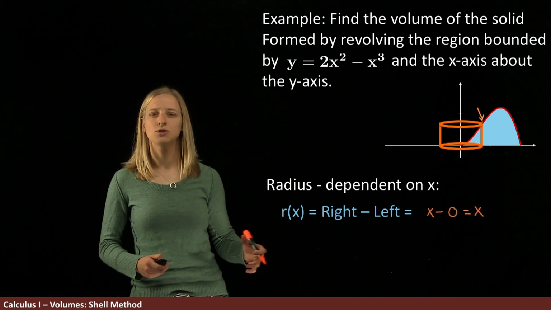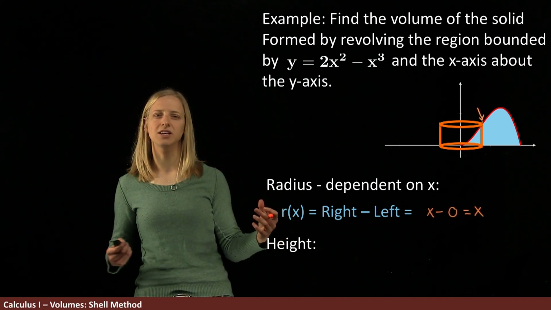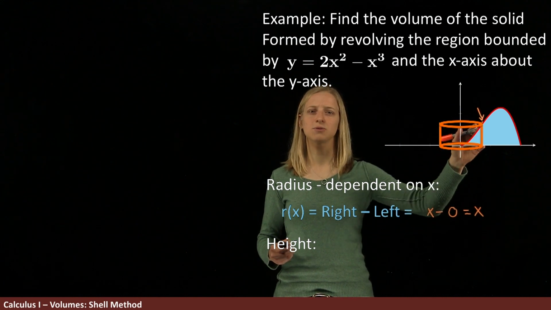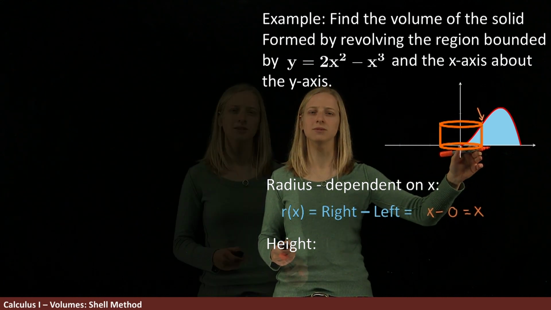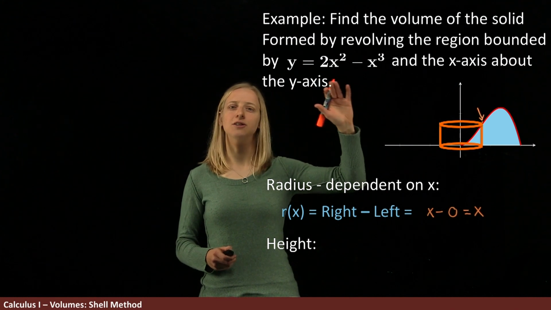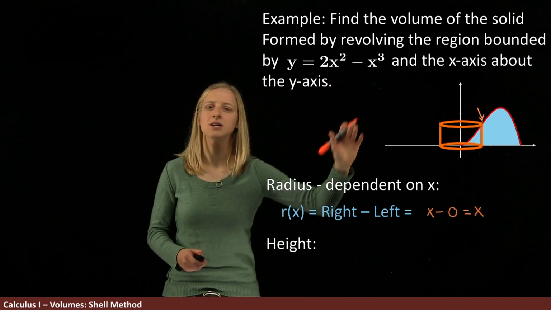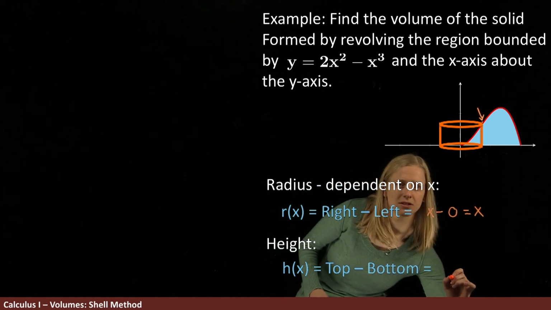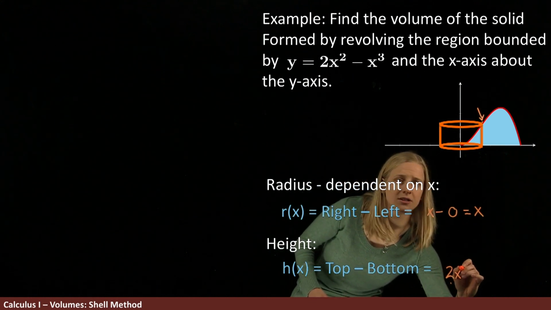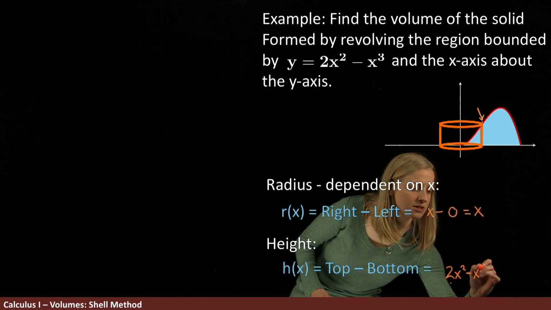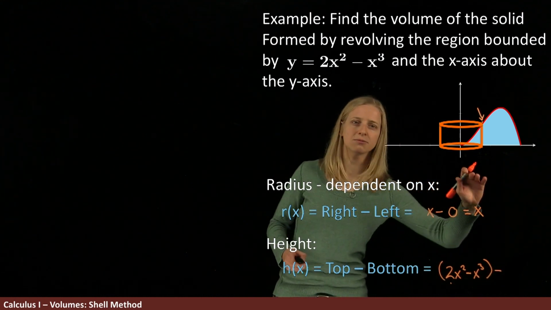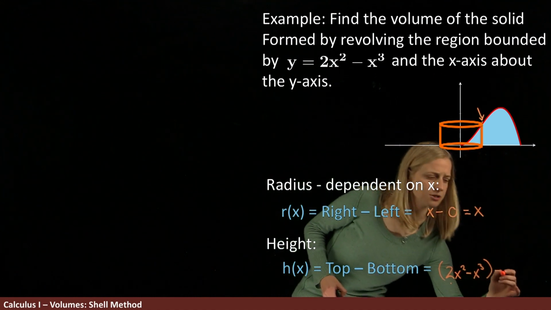Now similarly, to find the height, again, it's dependent on the x. We're going to take this value here and subtract, so it's top minus bottom. And so it's the y value here, 2x squared minus x cubed, minus that bottom. So we have 2x squared minus x cubed. That's our top minus the bottom, and our bottom function is just y equals 0.